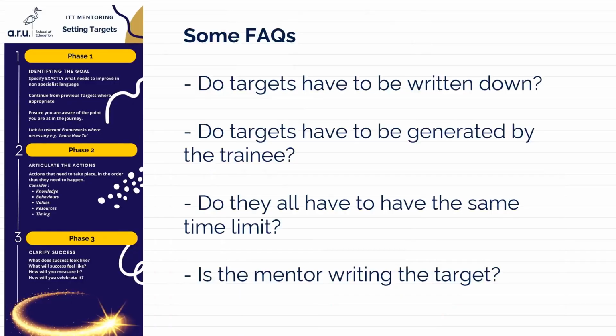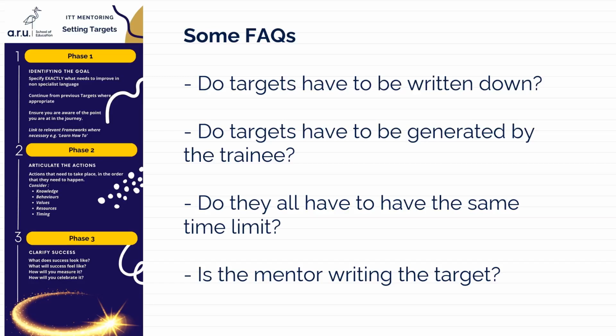The questions that I get asked a lot: do targets have to be written down? Not always, but pretty much always, yes, they do. There may be examples of verbal targets that you're agreeing, but I would ask you to consider whether those are actually targets. So I think best practice, we would say yes, they do have to be written down.